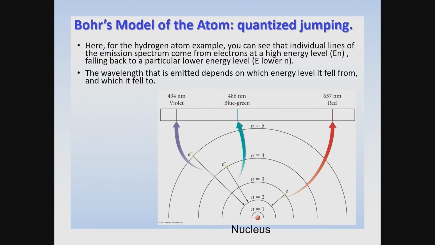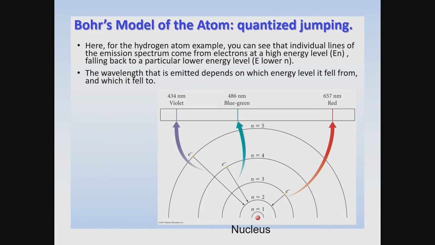On the other hand, if you have an electron that receives enough energy so it's knocked up to the fourth energy level, again, it will not stay very long there, but it will fall back to the second energy level. But this time it is falling over a greater amount of energy. And so the energy of the photon is going to be much higher. It's going to have a higher frequency and therefore a lower wavelength, which will appear as blue-green at 486 nanometers.